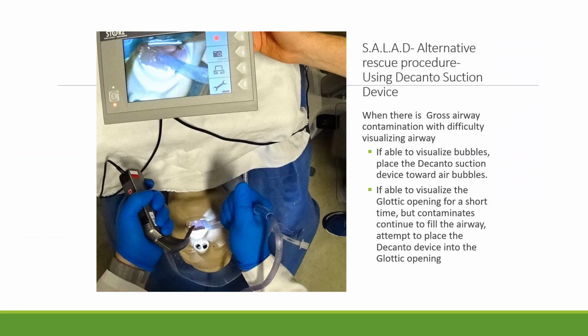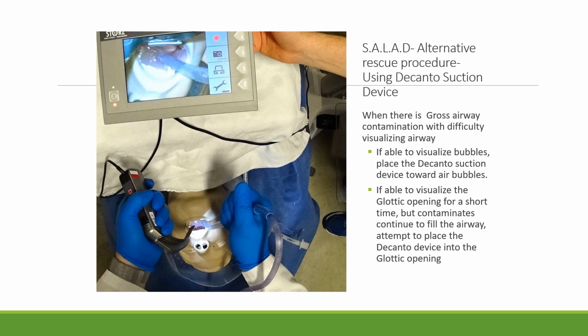All right, a couple rescue techniques. If there's gross contamination, a ton of blood or vomit, and you just cannot identify where the trachea is, you're just trying to suction it away, something like esophageal varices, where there's a crazy amount of blood in there. Follow the bubbles down if there are still any bubbles coming up from the trachea.